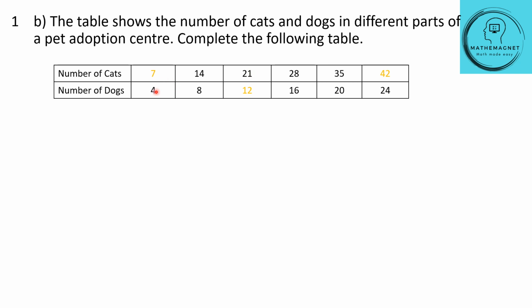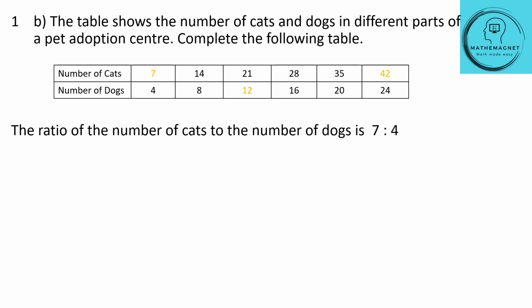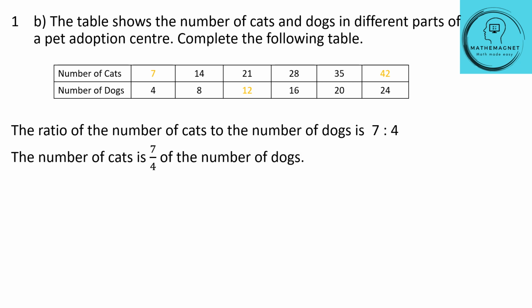Same way over here number of dogs, it is following a 4 multiplication table. So it becomes 4, 8, 12, 16, 20, 24. So the ratio of the number of cats and number of dogs is 7:4. The number of cats is 7 by 4 of the number of dogs.